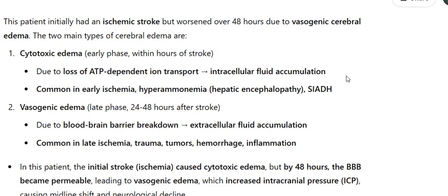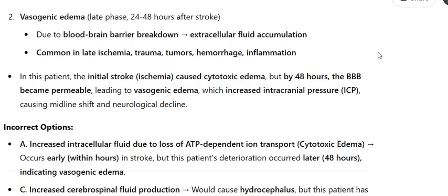In this patient, the initial stroke, ischemia, caused cytotoxic edema, but by 48 hours, the BBB became permeable, leading to vasogenic edema, which increased intracranial pressure, ICP, causing midline shift and neurological decline.